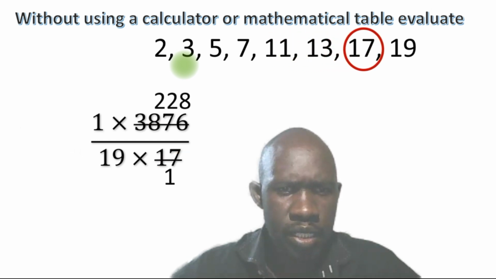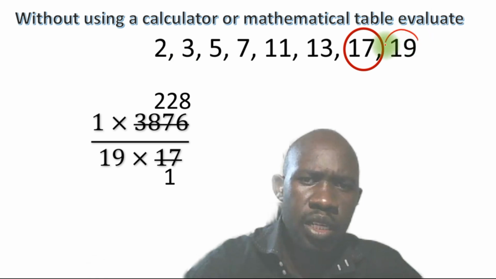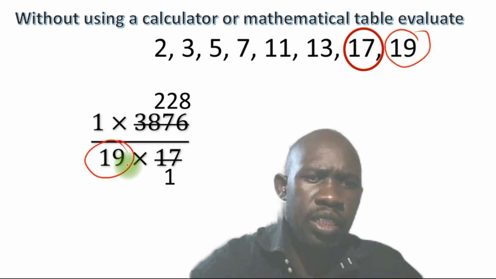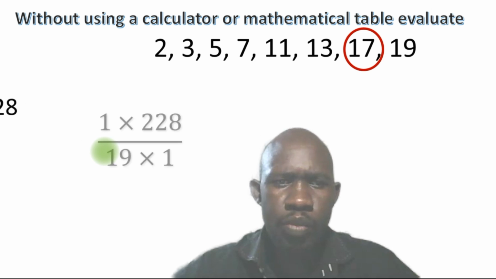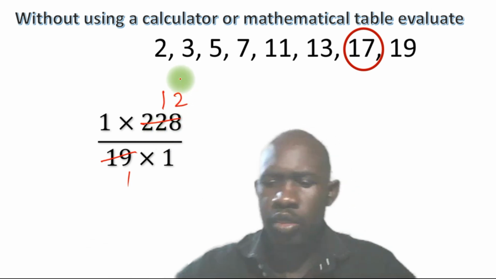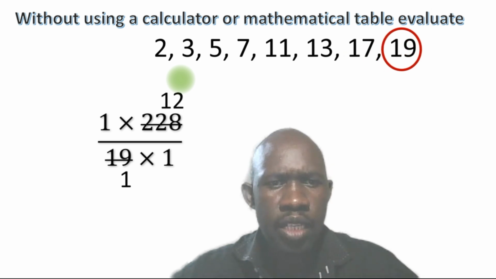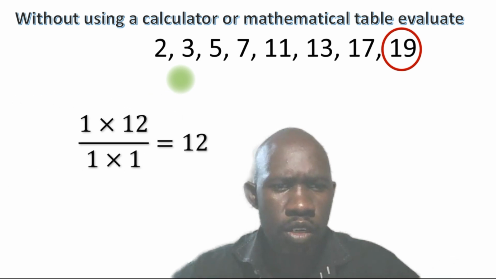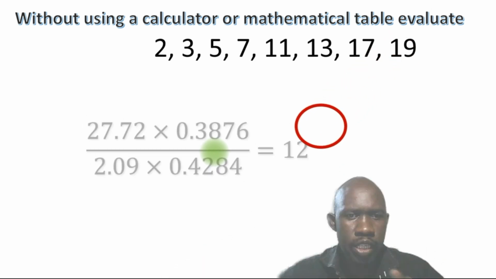So if we divide by 17, lastly whatever is remaining is 19. So you can see 19 and 228. We divide 228 by 19. By 19 it goes 1, remainder 3, and that will be 12. So that's how we work this out, and the end result will be 1 times 12 all over 1 times 1, which we end up getting 12.